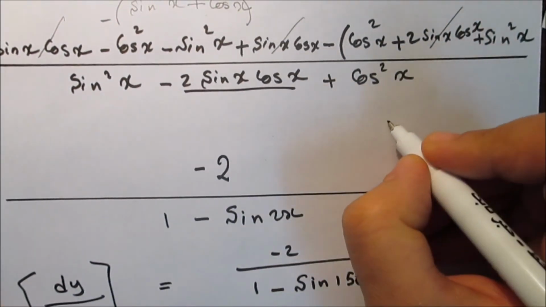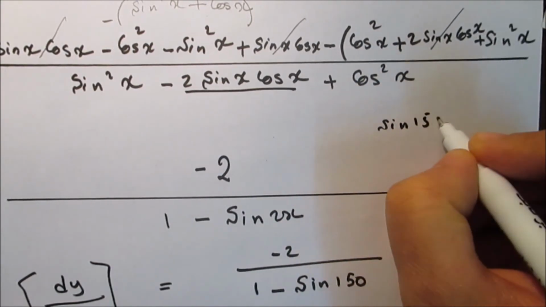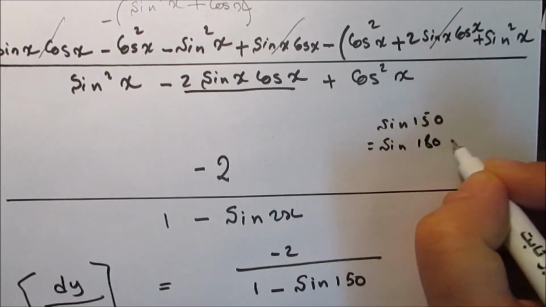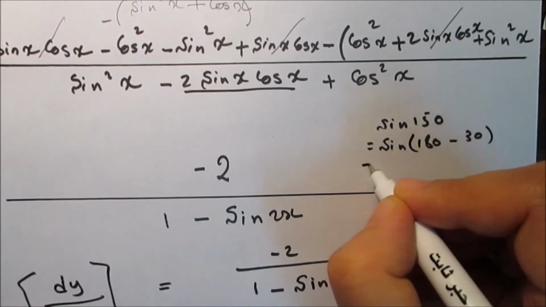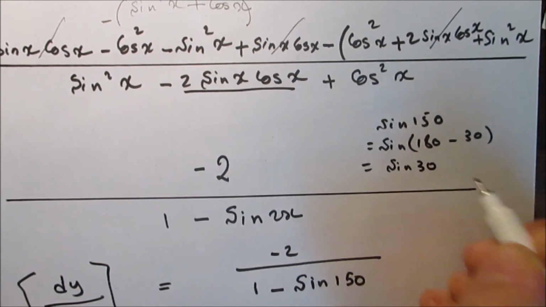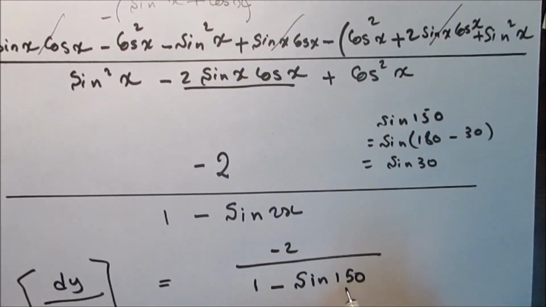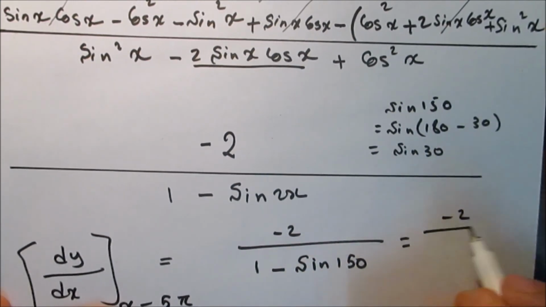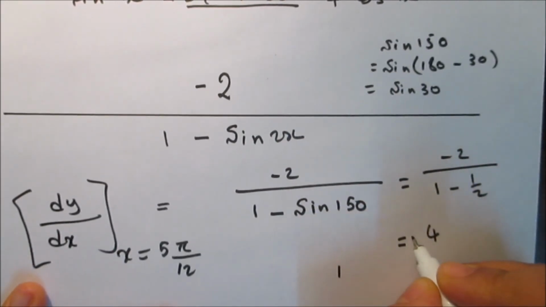Remember, sine 150 is sine of (180 minus 30), which is positive sine 30. So sine 150 is positive sine 30, or 1 over 2. So this equals negative 2 over 1 minus 1 over 2, so finally this equals negative 4.